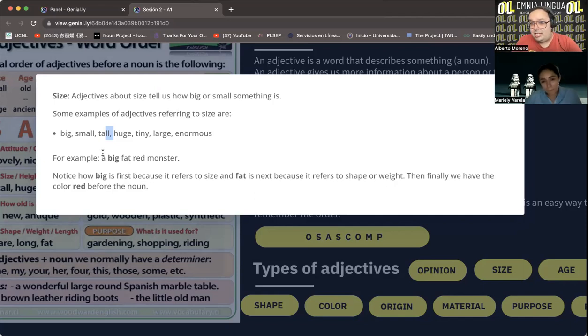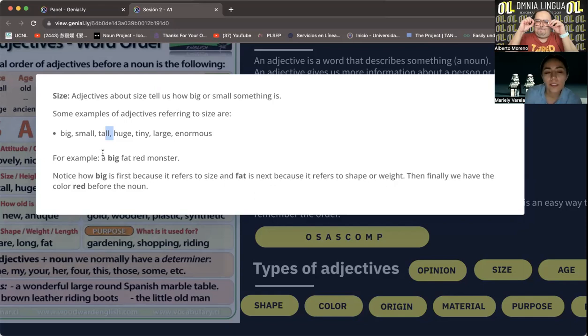Tiny, it's like this coin, which is a little bit very, very small. And enormous, it's something quite big, enorme. One new word, huge. Huge, inmenso. For example, the Empire State is huge. El Empire State es inmenso. There are other ones bigger than the Empire State, but we can use huge with the Empire State because it's enormous. It's inmenso in Spanish.